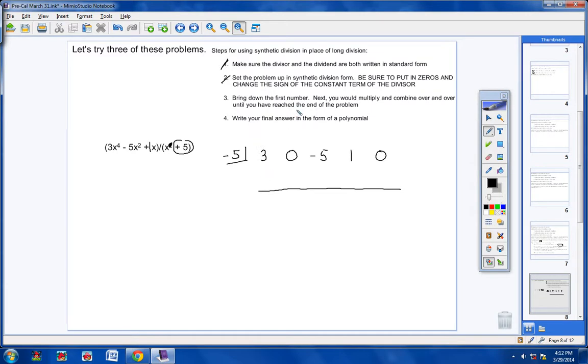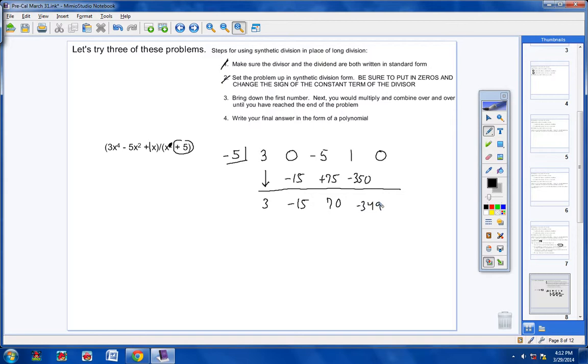Now, step 3 says to bring down the first number and then multiply and combine over and over. So we'll go really fast. Bring down your 3. Multiply -5 times 3, -15. Combine, you get a -15. Multiply -5 and -15, that's a positive 75. If you'll combine these two, you'll get a positive 70. And sometimes the numbers will get really large. That's not that unusual. Now, -5 times 70 would be negative 350, I believe. And then combine these two and you will get a negative 349.